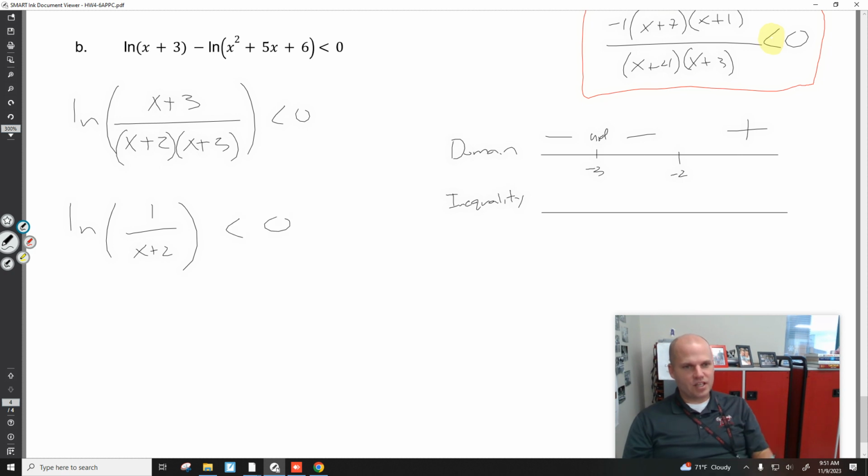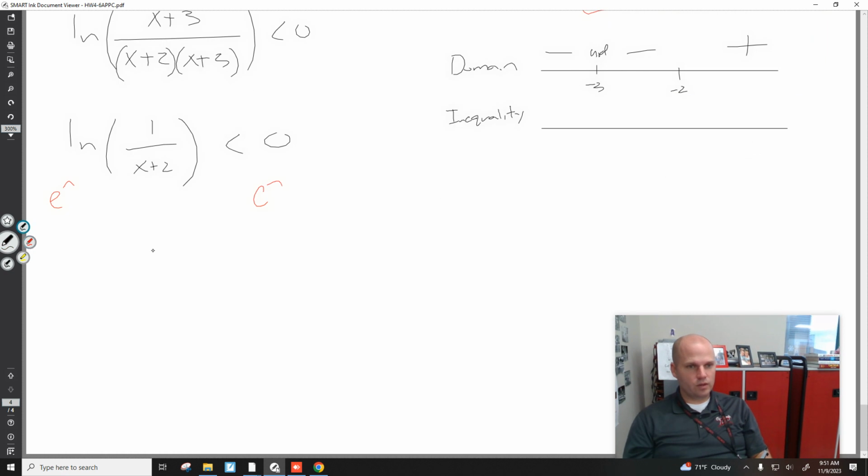Now for the inequality, it's probably easiest if we go off of the simplified version, paying attention to not plugging in -3. So I'm going to take e to the power of both sides, and I get 1 over x plus 2 is less than 1. This is actually easier. I get 1 over x plus 2 minus 1 has to be less than 0.